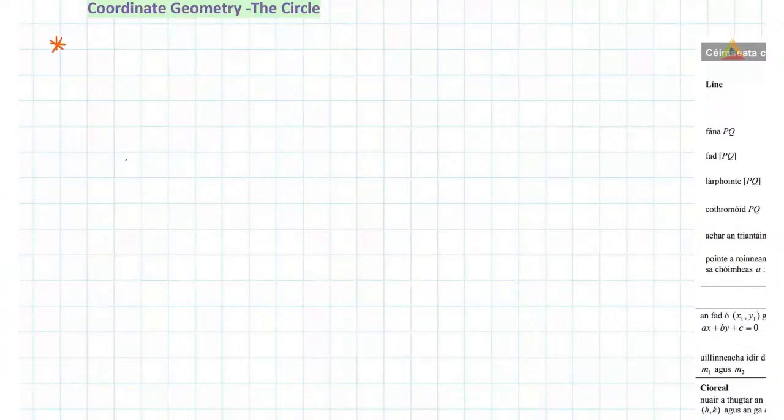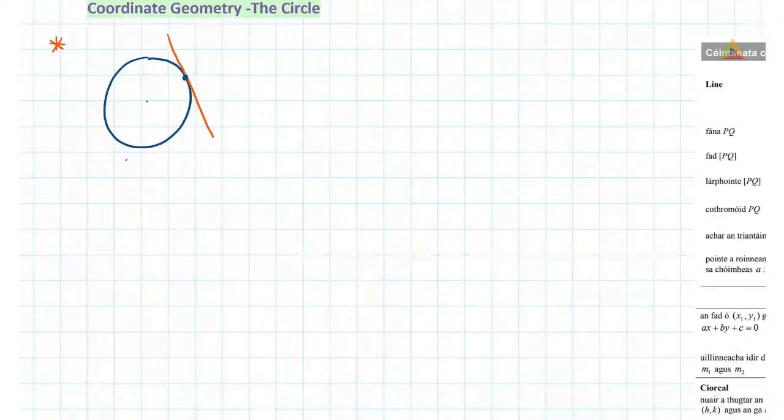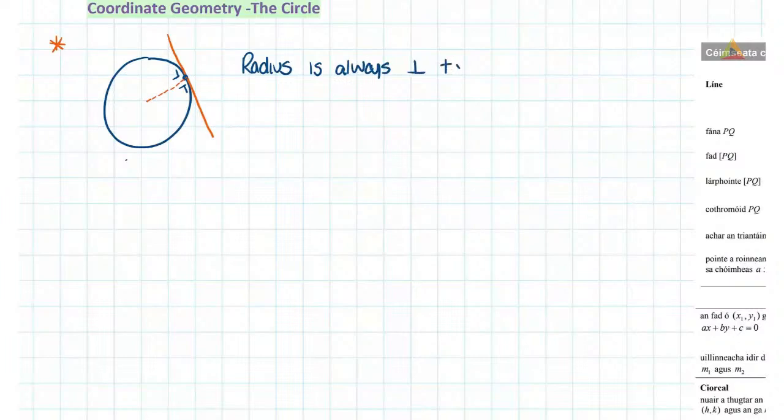The second thing to remember from Junior Cert is that if we have a circle and a tangent to the circle, and remember a tangent is a line that touches the circle at one point only, and if I draw a radius from the center of the circle out to that point, that radius is always going to be perpendicular to the tangent at the point of contact. Let's write that out for ourselves. The radius is always perpendicular to the tangent at the point of contact.